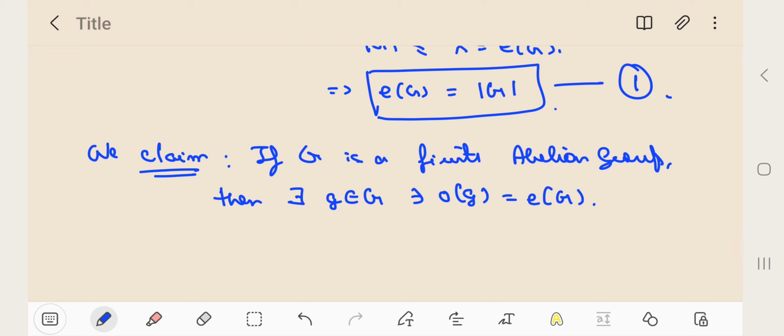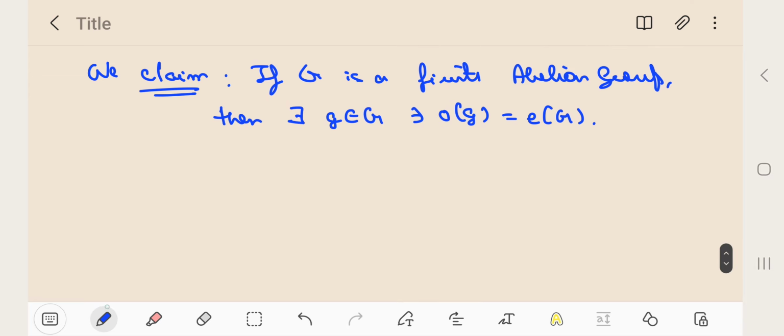Therefore, if I find an element whose order equals the order of G, then that element will generate the group G, and G will be just a cyclic group generated by this element small g. So we prove this statement. To prove this statement, the only thing we require is the fundamental theorem of finite abelian groups.